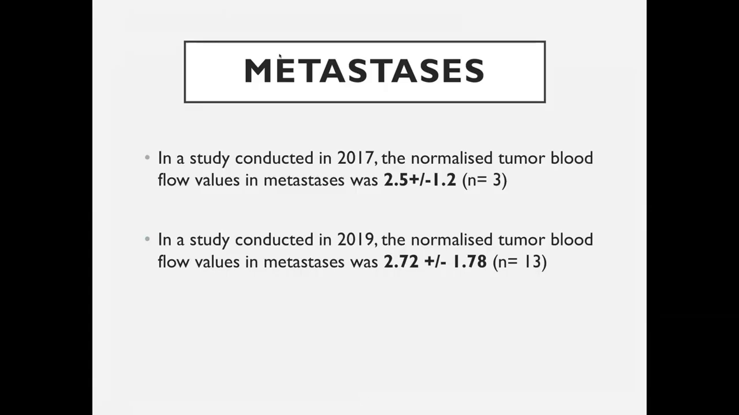Let's go ahead. Now the most important and most troublesome thing for radiologists is metastasis. Unfortunately, we had a very low sample size in 2017 for metastasis, only 3, and my average value came out to be 2.5. In 2019, it was 2.72 with a good sample size. Metastases depend upon their organ of origin, so the organ of origin actually determines what value you are going to get. If you are getting a metastasis from a very aggressive cancer like RCC, thyroid or breast, the value is going to be really high. They can even cross grade 4 gliomas.